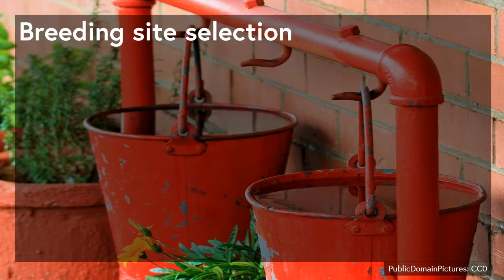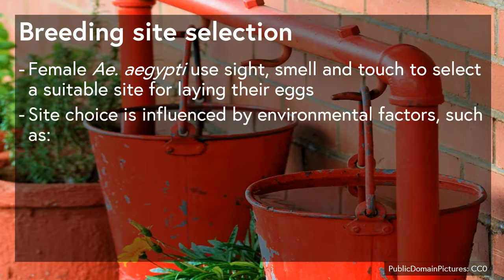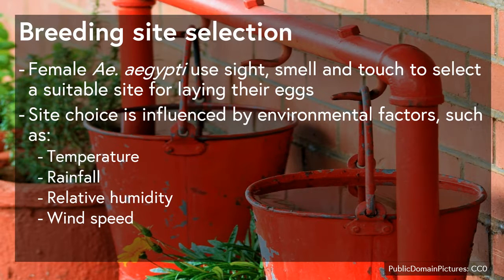It is not known exactly how a female selects a site to lay her eggs, but it is understood that she uses cues of sight, smell, and touch, and will be influenced by different environmental factors such as temperature, rainfall, humidity, and wind speed. It's important to remember that Aedes do not look after their brood, so selection of a suitable breeding site is a vital part of the female's role in the life cycle.